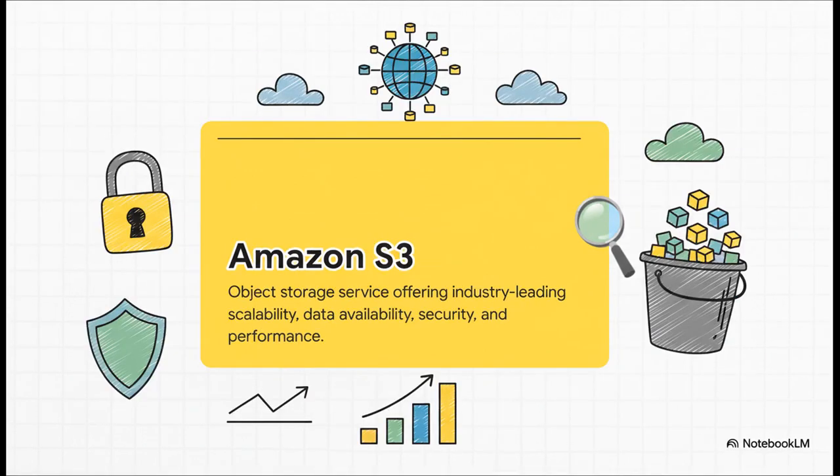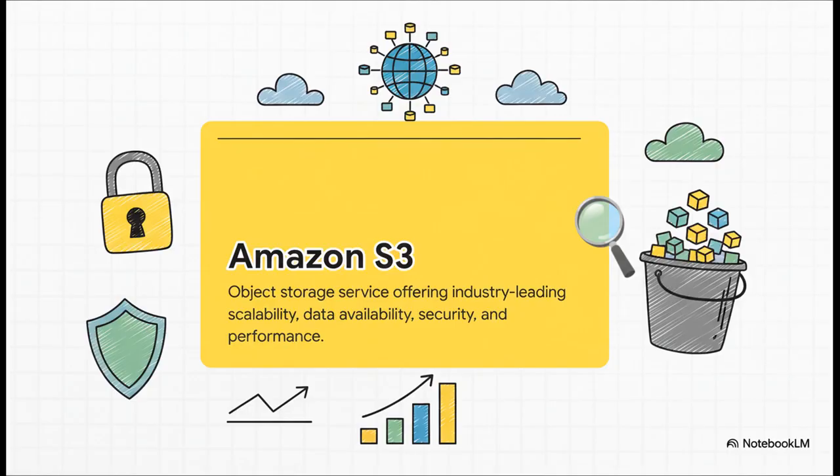And the second core service is Amazon S3, or Simple Storage Service. If EC2 is your computer, think of S3 as a virtually limitless hard drive in the cloud. S3 is what's called an object storage service. It means you can store pretty much any kind of file you can think of: images, videos, backups, archives, you name it. And it's designed for an insane level of durability, making it an incredibly reliable and cheap way to store your data.